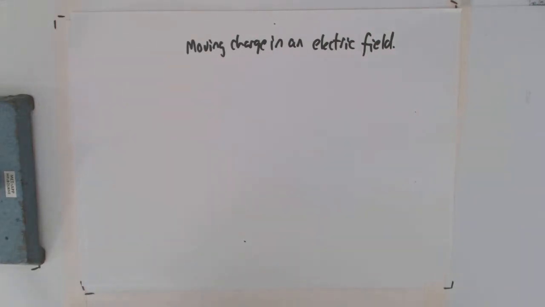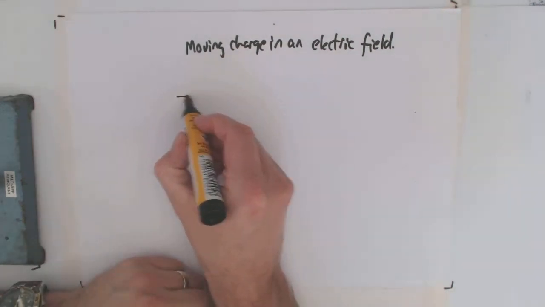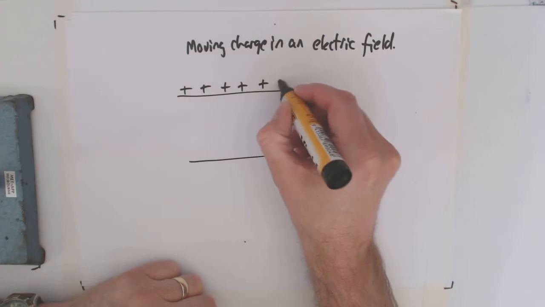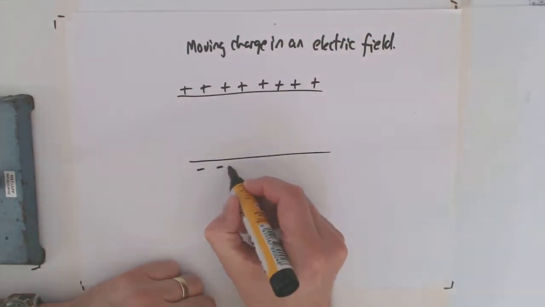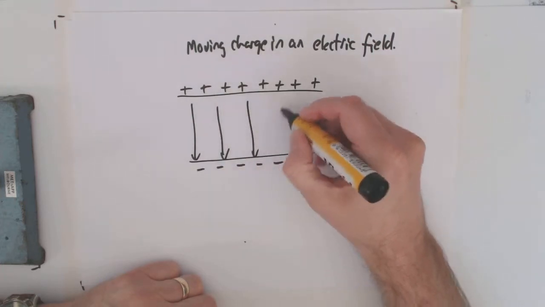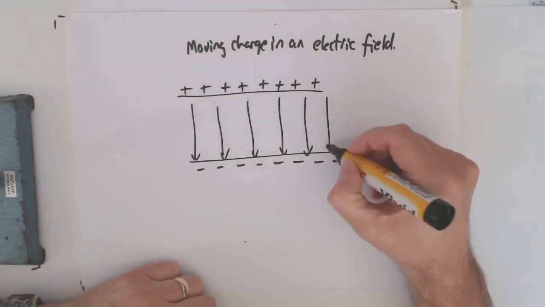What I wanted to look at here is a moving charge in an electric field. And again, how are we going to do that? Well, we'll do it with our trusty capacitor. Now, positives at the top as usual, negatives at the bottom as usual, drawing our electric field from plus to minus.